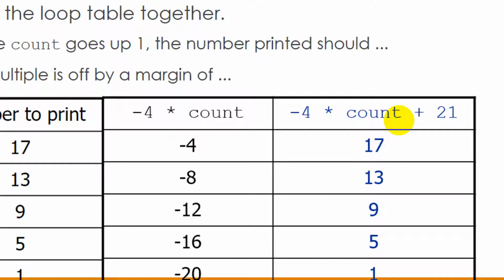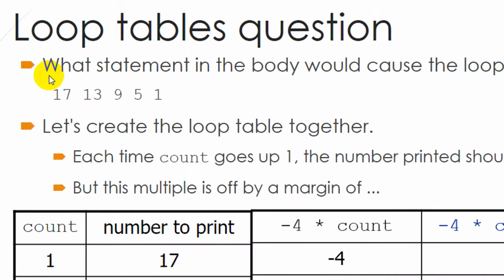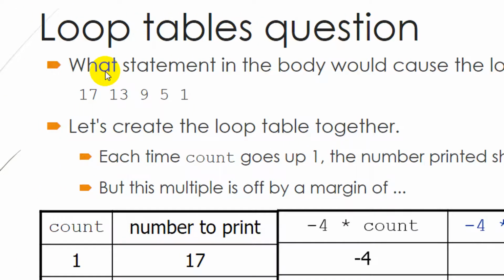You will start with minus 4 times count. So count is going to keep increasing and you just keep adding 21 to it, right? And that's the way you will achieve 17, 13, 9, 5, 1. So this is the print statement and you will achieve it just by using this particular loop concept. Okay.